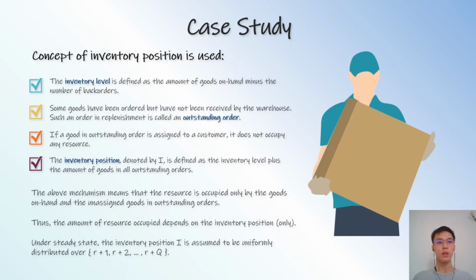Fourth, the inventory position, denoted by capital I, is defined as the inventory level plus the amount of goods in all outstanding orders. The above mechanism means that the resource is occupied only by the goods on hand and the unassigned goods in outstanding orders. Thus, the amount of resource occupied depends on the inventory position only. Under steady state, the inventory position capital I is assumed to be uniformly distributed over R plus 1, R plus 2 until R plus Q.